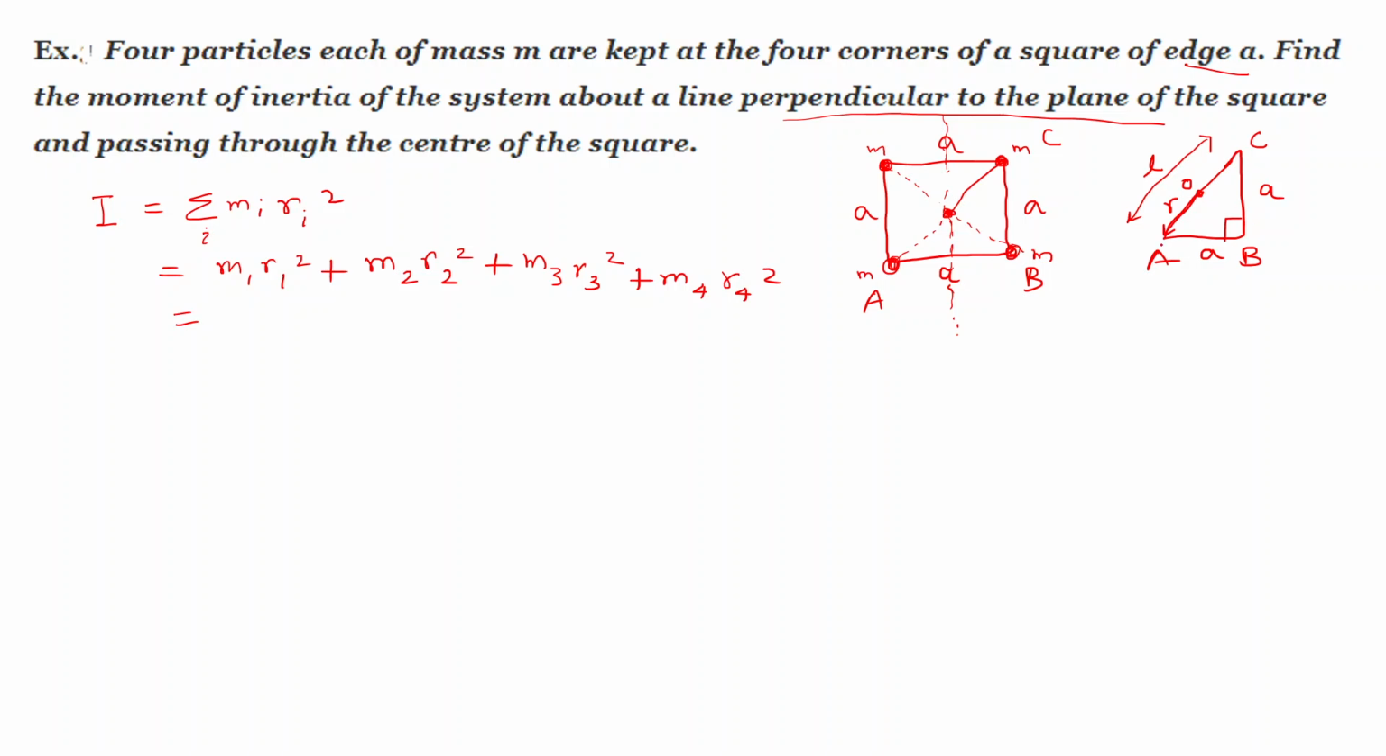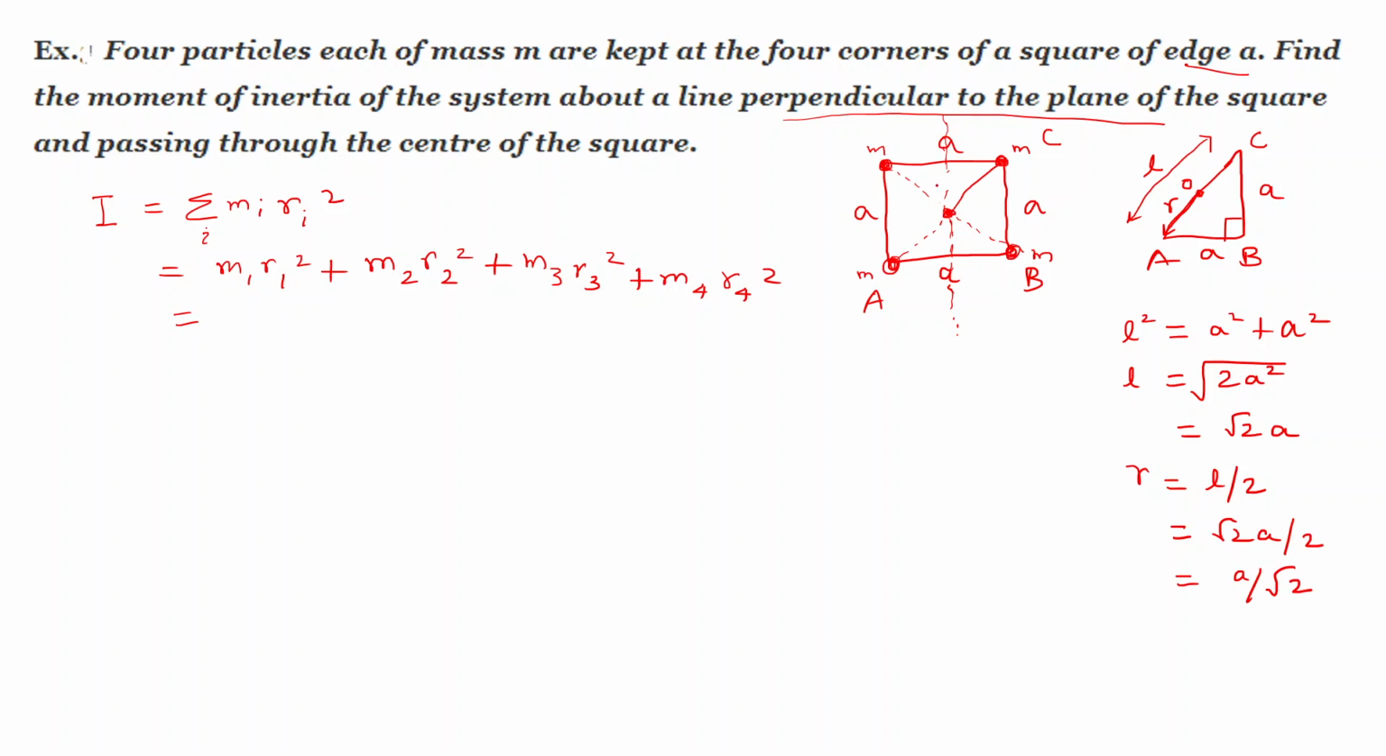From the Pythagorean theorem we can find that L square will be A square plus A square. That means this length L is square root of 2A square, which is root 2 times A. And now R is what? R is L by 2. That means root 2 A by 2, which means it's A by root 2.